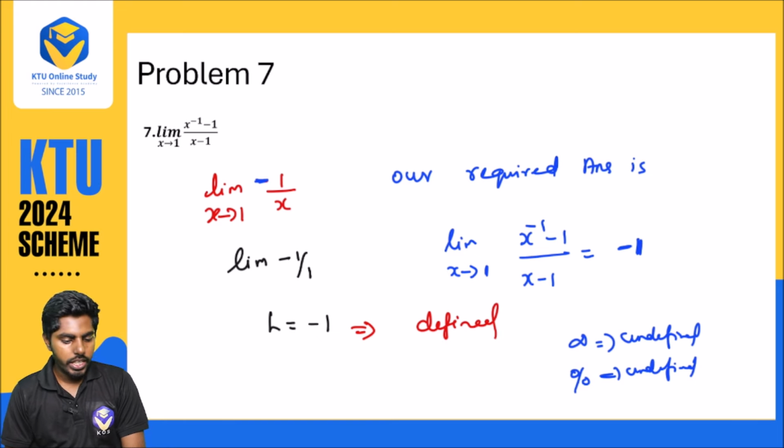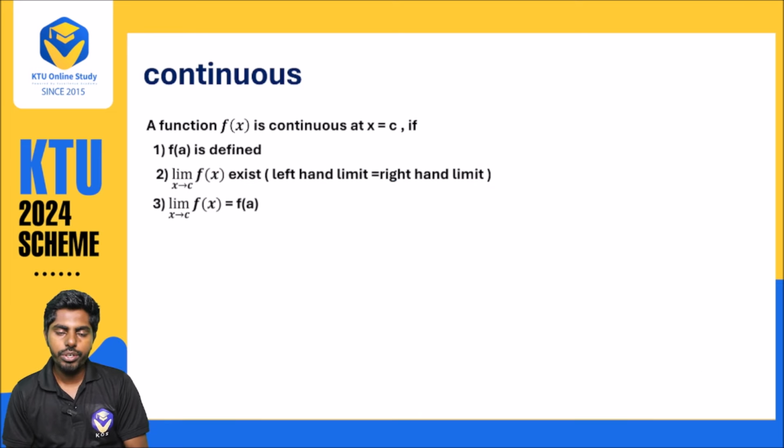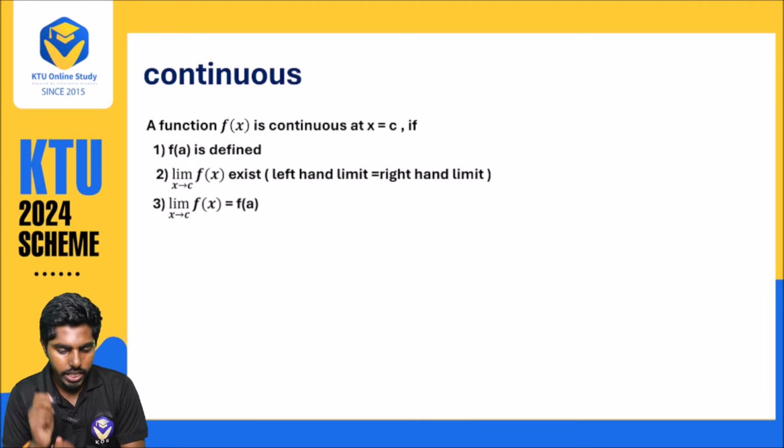So the new topic is continuity. Continuity means you have 3 conditions. When they give f of x and you want to identify continuity, there are 3 conditions. If the 3 conditions are satisfied, we can say that our f of x is continuous.